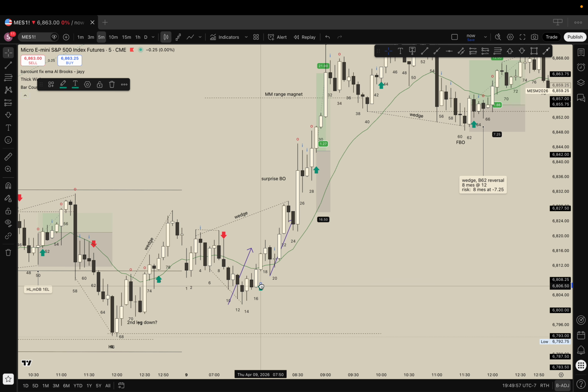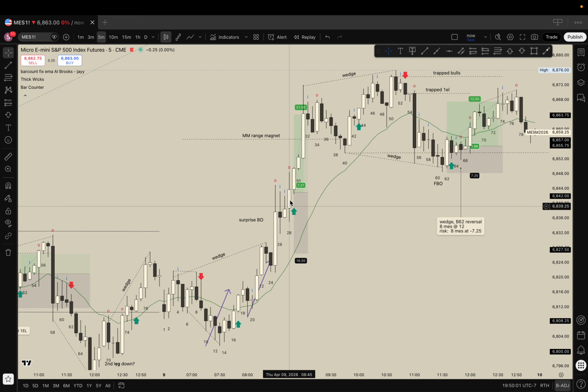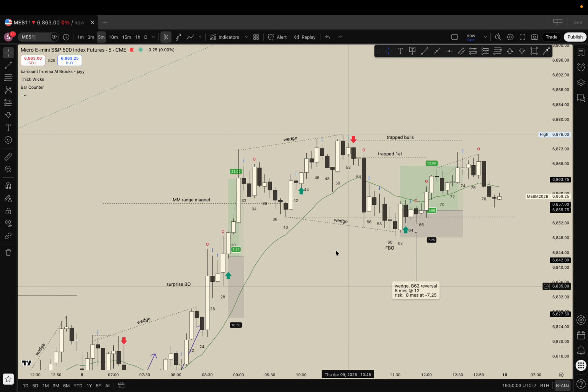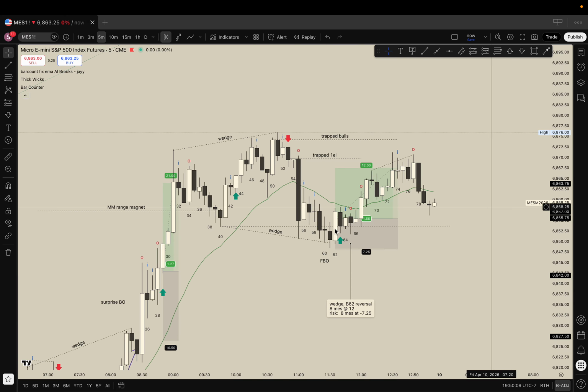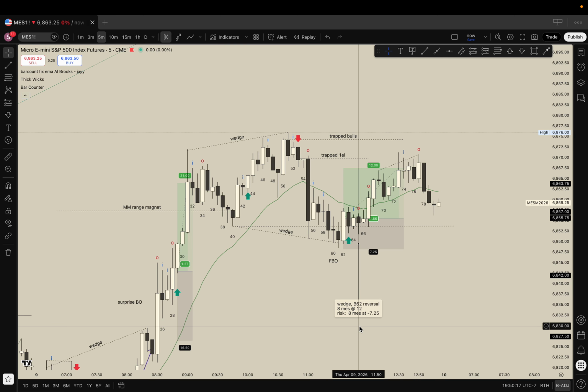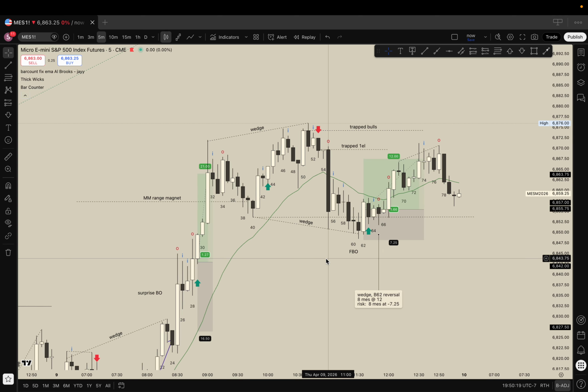This false breakout, failed breakout anywhere here would have been good. Breakout pullback. First, second leg, confirmation. And this wedge, bottom of trading range, with a reversal bar of 62. Decent long setup. Probably the best setup of the day. And yeah.